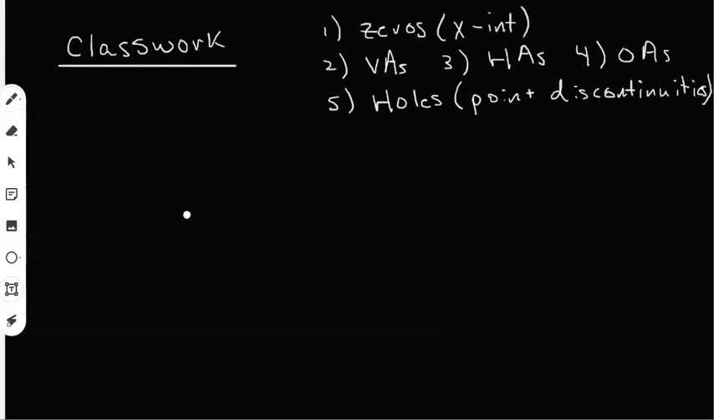So let's try number 1 on the classwork. I've got f of x equals x minus 2 over x minus 3.